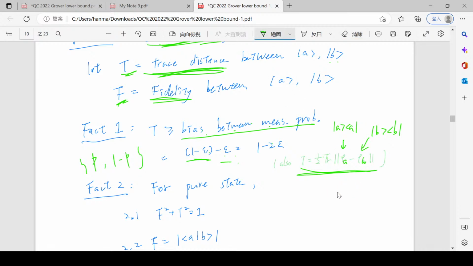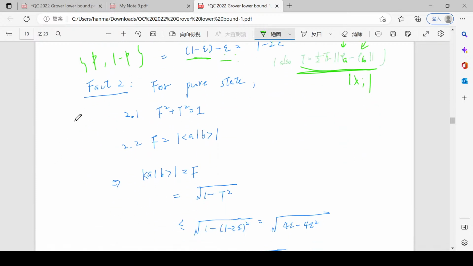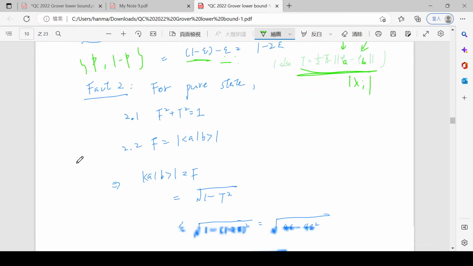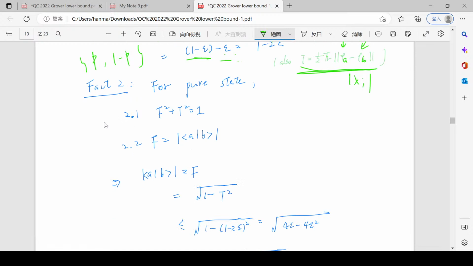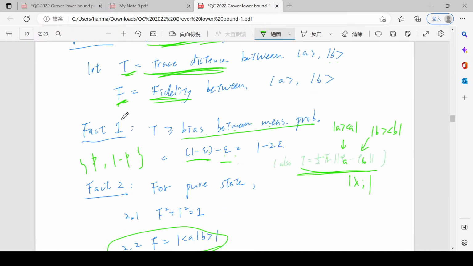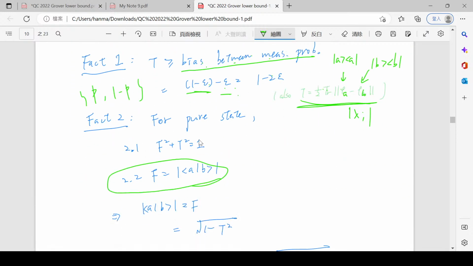So that's trace distance. Keep it in mind here. And effect 2, actually I write 3 effects here. So effect 2 here is about fidelity. So what's fidelity? The fidelity on density matrices is actually quite complicated, but fidelity on pure states is very easy. It's just the inner product with the absolute value. So that's kind of why we keep calculating the inner product, because it's a very nice quantum information quantity.